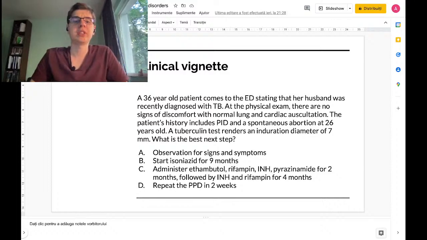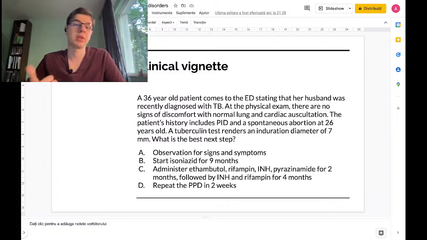So, we have a 36-year-old patient that comes to the ED stating that her husband was recently diagnosed with TB. At the physical exam, there are no signs of discomfort with normal lung and cardiac auscultation. The patient's history includes a PID and a spontaneous abortion at 26 years old. A tuberculin test renders an induration diameter of 7 mm. What is the best next step?